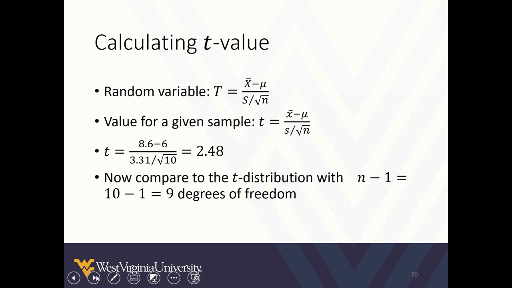And so now we can go ahead and calculate our variable of t, which remember our formula is t equals our sample mean minus the population mean divided by s divided by the square root of n, plugging in 8.6 minus 6 divided by 3.31 divided by the square root of 10. And we are going to get a t value or t statistic of 2.48. And so we're going to want to compare this to the t distribution with degrees of freedom of 10 minus 1, or 9.